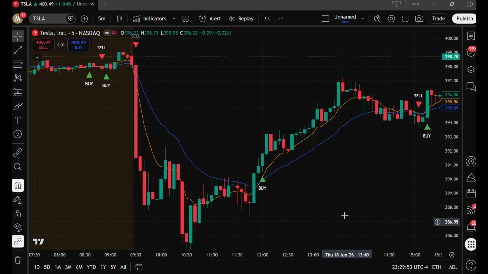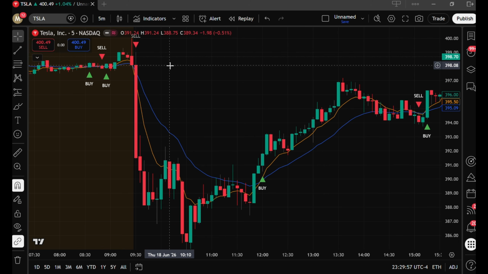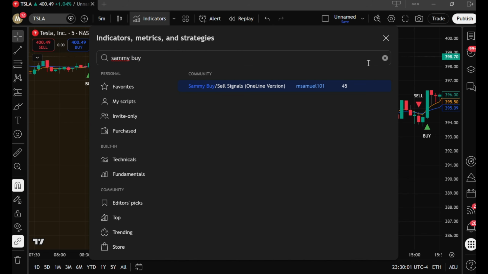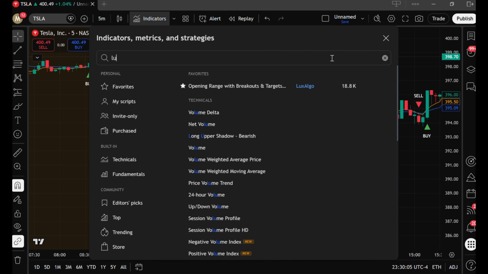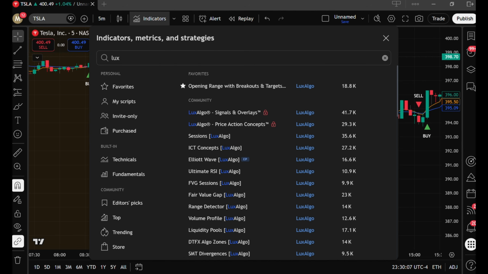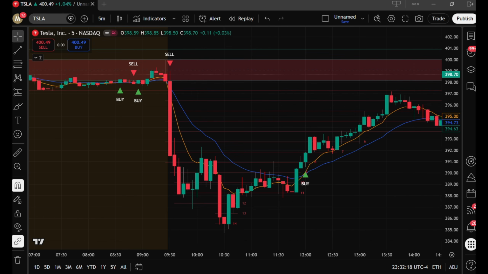I also use an open range breakout indicator. The best one I've seen so far is from LuxAlgo. Same thing. Click on indicators and you can search Lux. They have a whole bunch of indicators. One I use is opening range with breakouts and targets, from LuxAlgo. Now let's talk about what you're actually looking at.